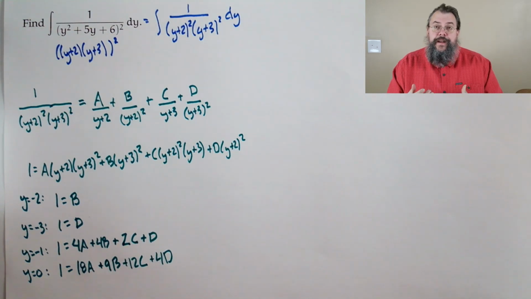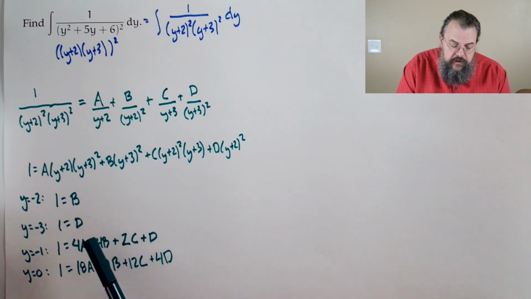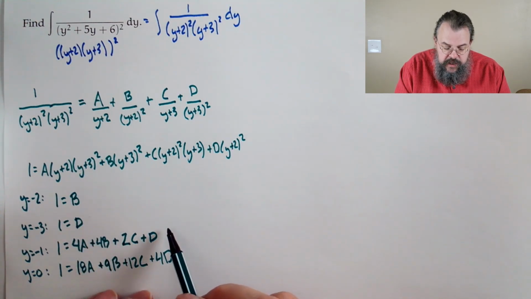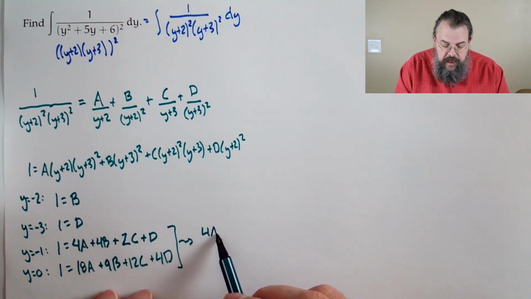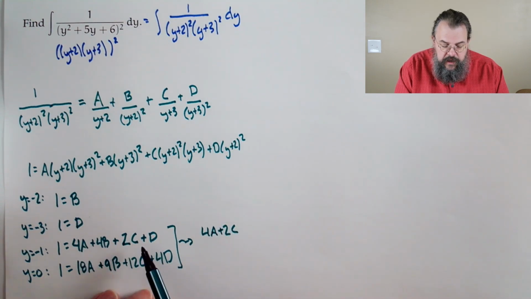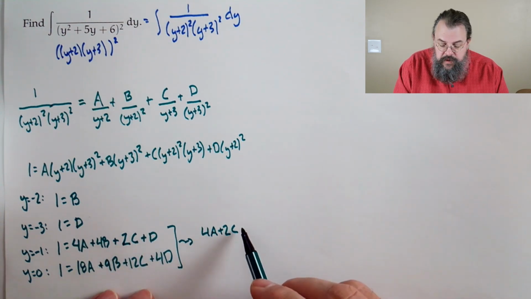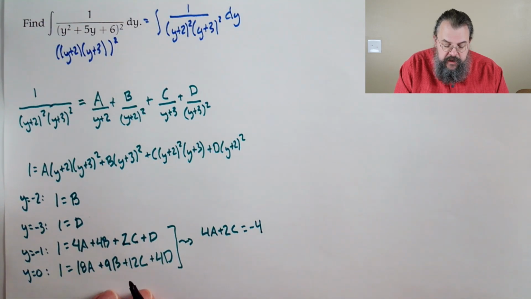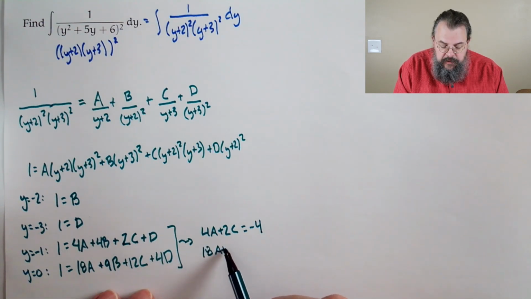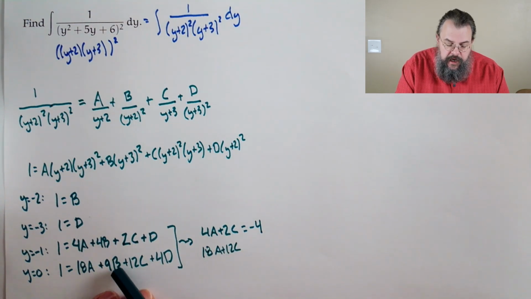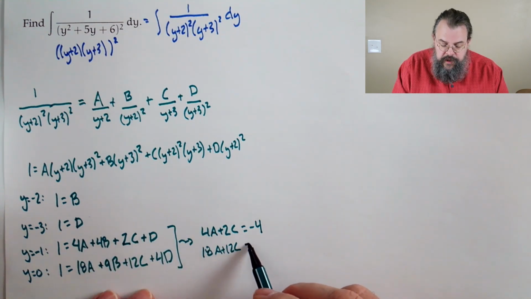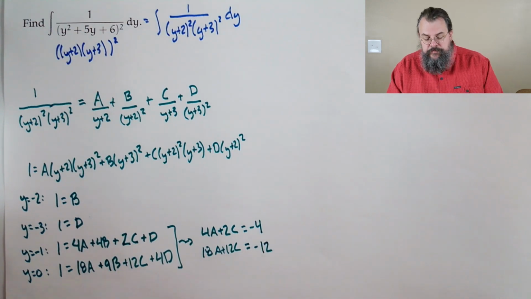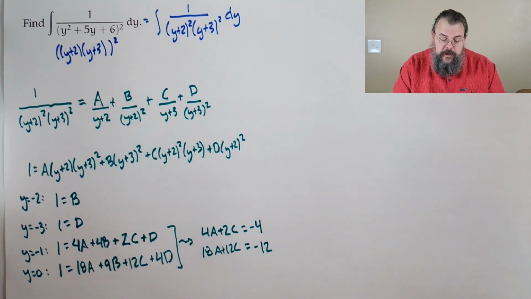Now, what we can do is we can update. We know b and d. So we can now take these equations and clean them up. So for instance, this would say 4 times a plus 2 times c, and we have 4b plus d, which should be 5. Bring it over would be -4. Here we'd have 18a plus 12c. Now we'd have 9 plus 4 is 13. Bring it over, and we'd end up with minus 12. All right, that's fine. Great.